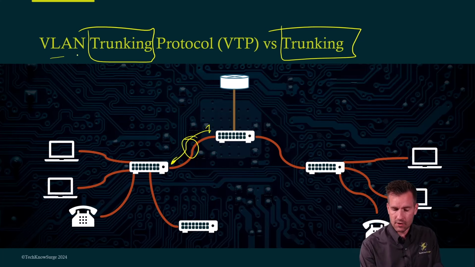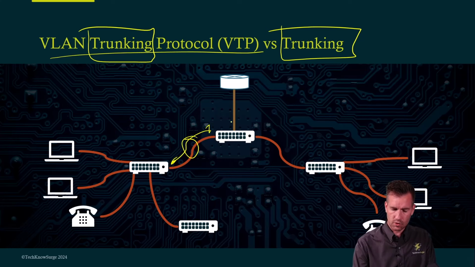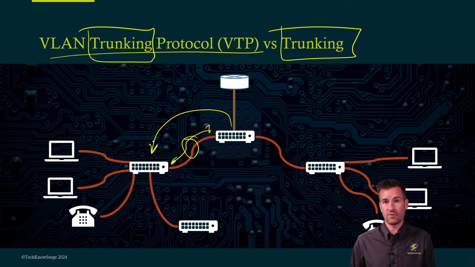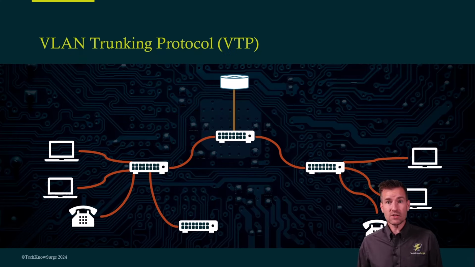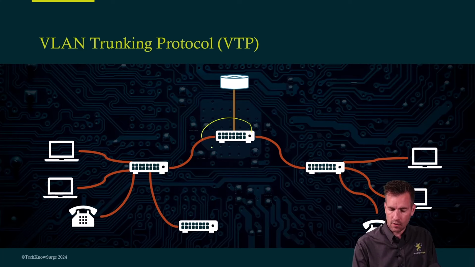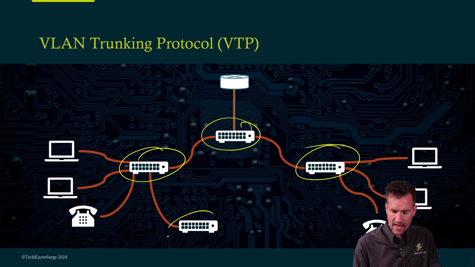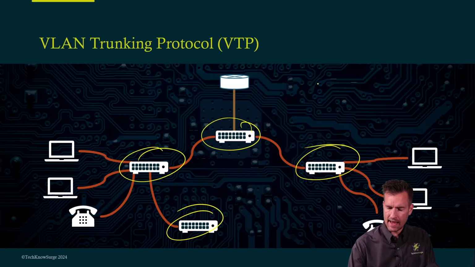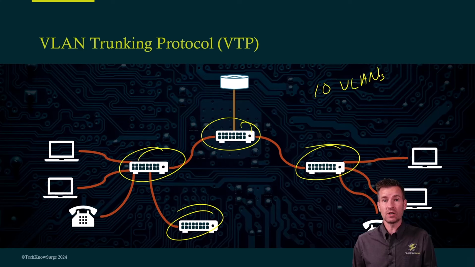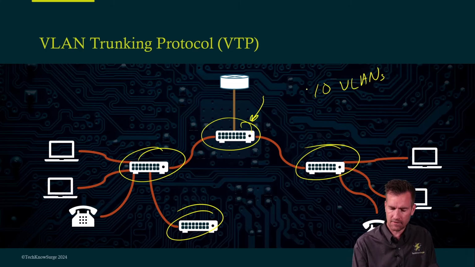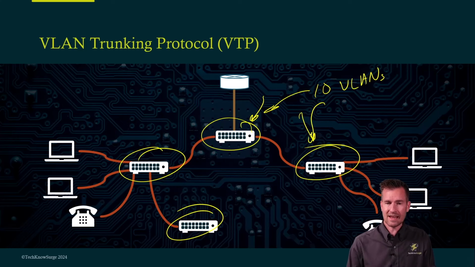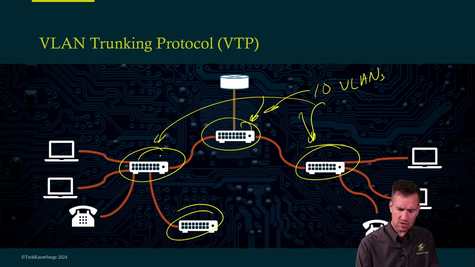From a VLAN trunking protocol perspective, what we're doing is transferring VLANs from switch to switch. So essentially with our diagram here, we have 4 different switches. Let's say in our network we wanted 10 different VLANs. What I would have to do is configure essentially 40 VLANs. I'd have to go to this switch and configure those 10 VLANs, go to this switch and configure these 10 VLANs, go to this switch and configure those.